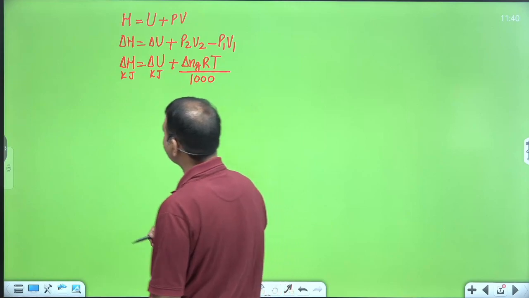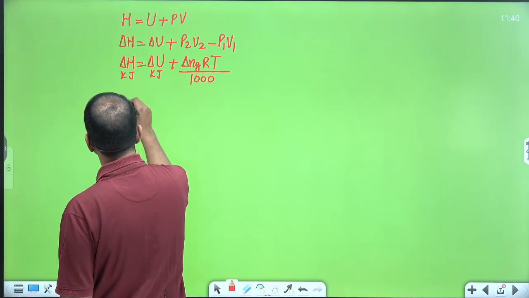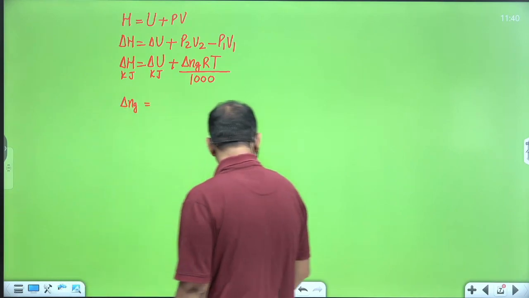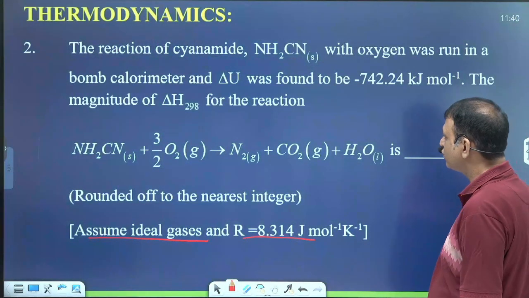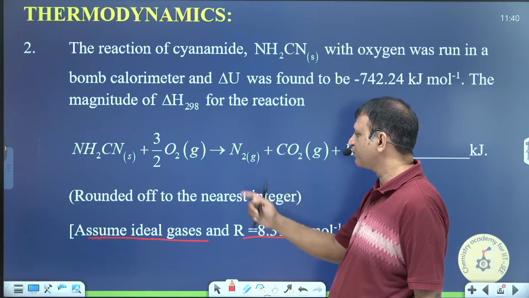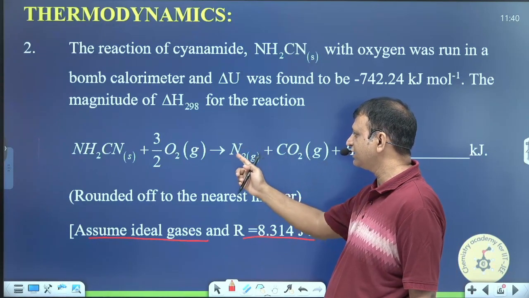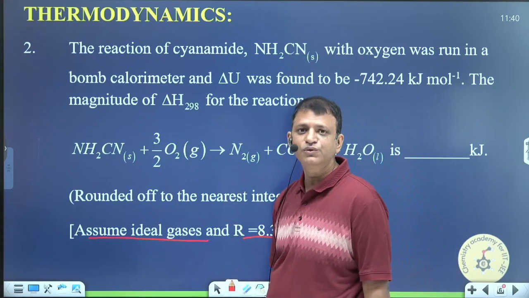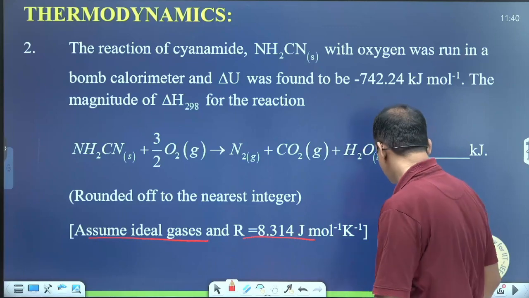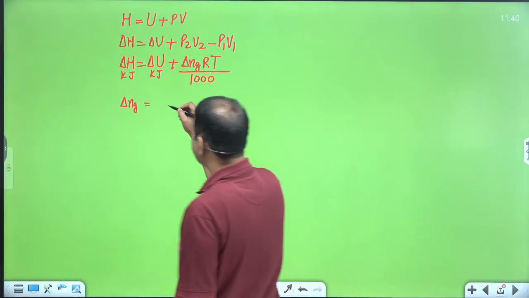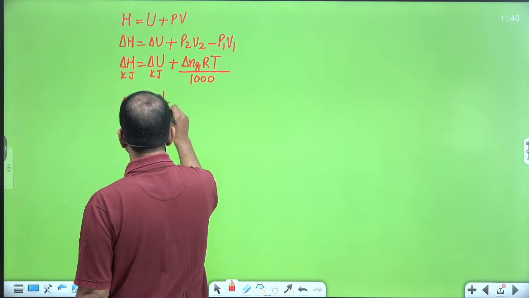So now, if we put the values, we should calculate what is delta Ng of the reaction. If you see back in the question, delta Ng of the reaction: on the right hand side, nitrogen 1 mole, CO2 1 mole. So on the right hand side the number of moles of gases is 2 moles. On the left hand side the number of moles of gases is 1.5. So 2 minus 1.5 is half. So we can write here that delta Ng is equal to half.